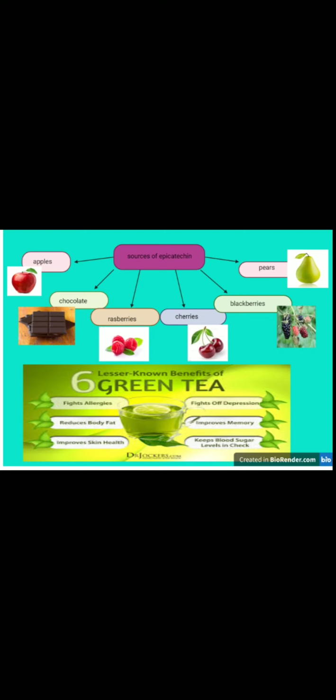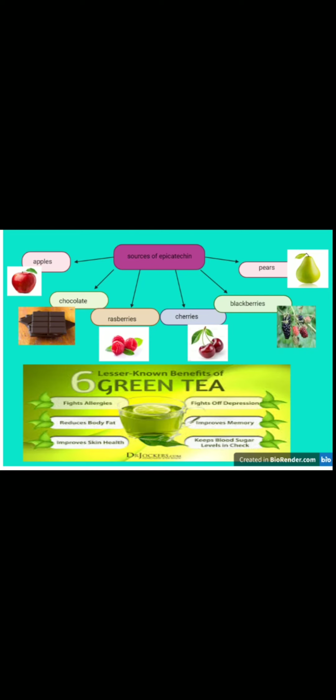First, they contain healthy bioactive compounds known as polyphenols, which reduce inflammation and help to fight against cancer. The catechin present in green tea is known as epigallocatechin 3-gallate, also known as EGCG. They prevent cell damage and also decrease free radical formation in the body.